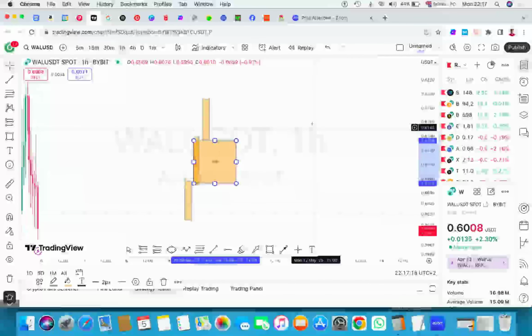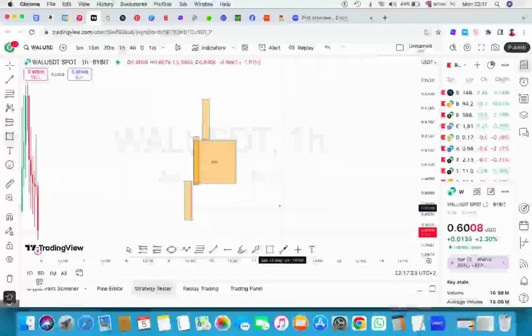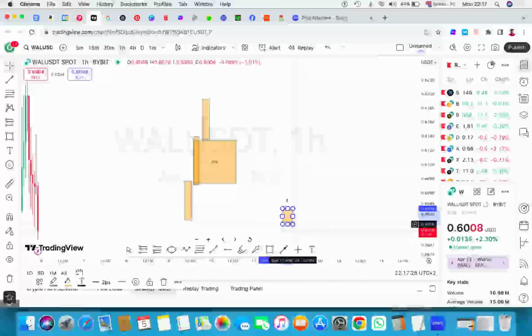This is the first case. And another case is where we have the same thing. This might be a buy or a sell.